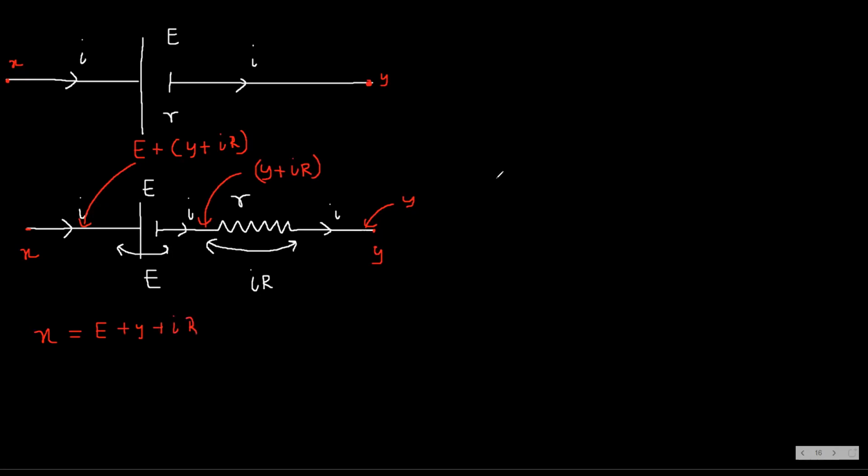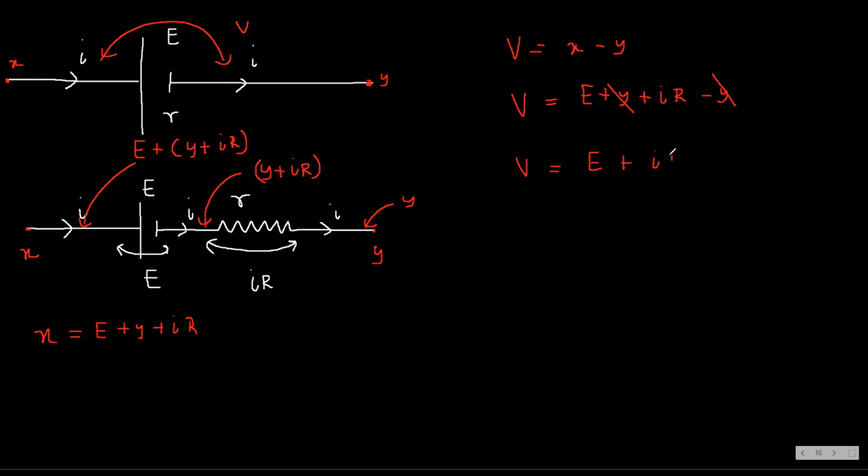Am I correct? Now we know the voltage difference V is equal to X minus Y. Okay, positive minus negative, no? Then X is E plus Y plus IR minus Y. Positive Y and negative Y cancel out. Then V is equal to E plus IR. Now there are two equations. If current is flowing towards the positive terminal.